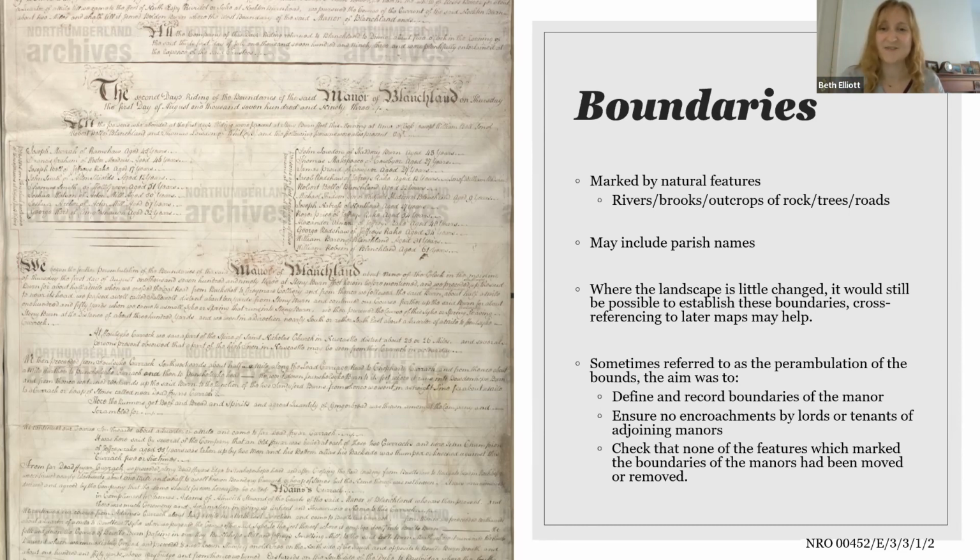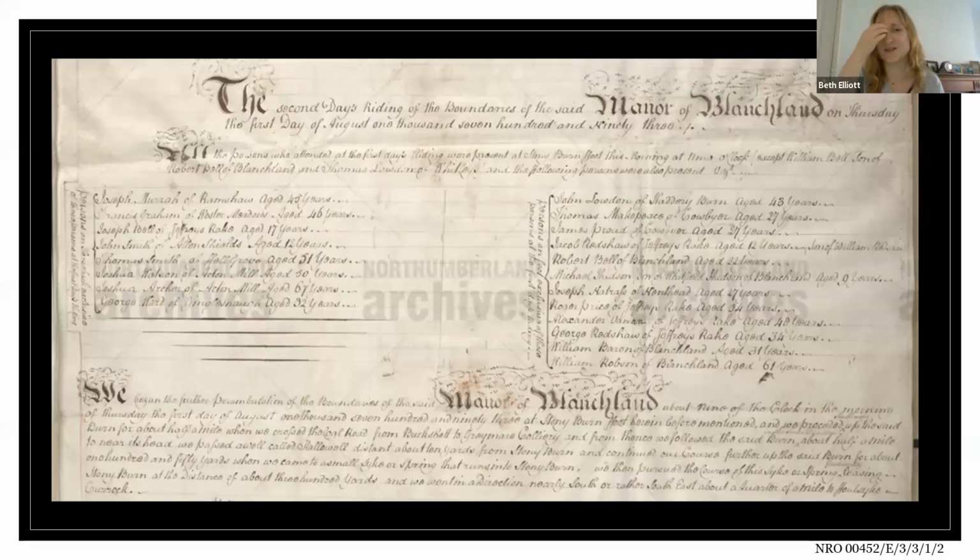But really they're there to define the boundaries of the manor, ensure no encroachments were made by lords or tenants of adjoining manors, so they're not trying to sneak in and move those boundaries, and checking that none of the features that marked the edges of the boundaries have been moved or removed. That could be malicious, somebody moving one, but bear in mind it could be something like a storm has knocked over one of the trees. So it's just making sure that those early boundaries are as they should be.